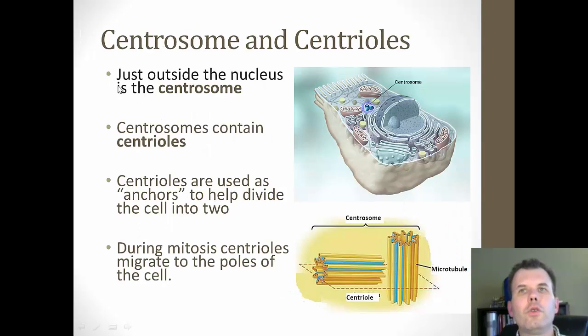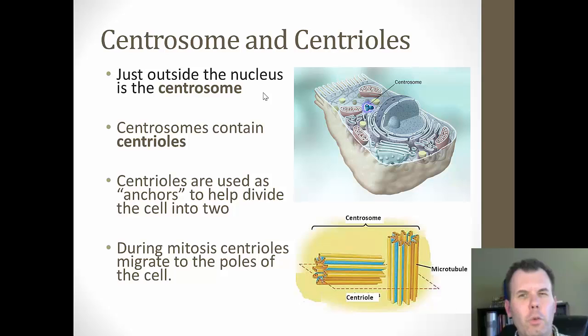All right. Just outside the nucleus, we have these structures called centrosomes. What centrosomes have are basically these centrioles. I talked a little bit about centrioles before when we looked at eukaryotic cells, and I said basically their function is to help divide the cell. That's really all I want you to know. They provide anchors on either side of the cell to help split it apart.